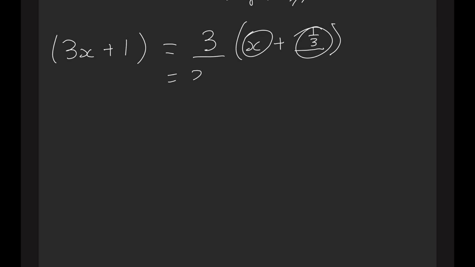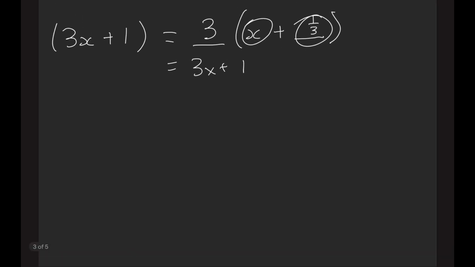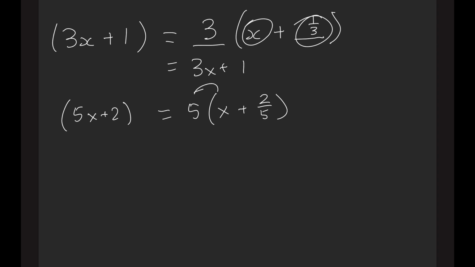You can see that this is true because if we want to multiply it back in, we get 3x plus 1. Well, actually, no, we don't get 3x plus 1. We get 3x plus 3 times 1 over 3, which just equals 1. So we're just going to write that as 1. This will also work for other expressions like, let's say, 5x plus 2, where we can factor out the 5, and then we'll make x plus 2 over 5. If we multiply this back in, we just get 5x plus 2 again.